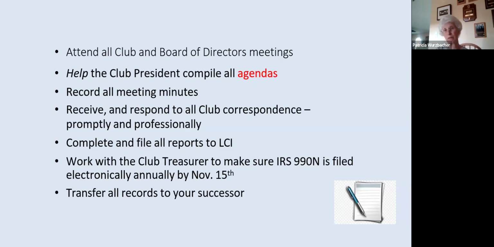Record again all your meeting minutes. Receive and respond to all club correspondence promptly and professionally. That's very important. We have been getting a lot more emails coming to our club because of our new website that's up, just from outside residents, from club people, from the district, from everyone. We're getting a lot of information come in.